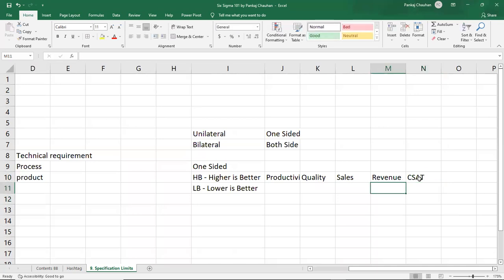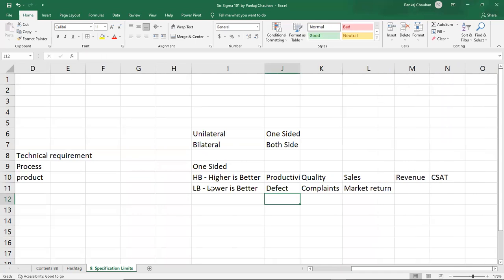What is lower is better? Lower is better: you are looking for defects, you are looking for complaints, sometimes market returns, or many more things like this. So these types are the specification for the one-sided: higher is better or lower is better. It mostly applies to both service and manufacturing.